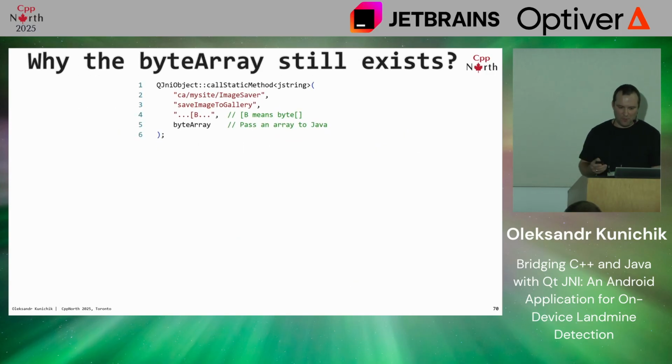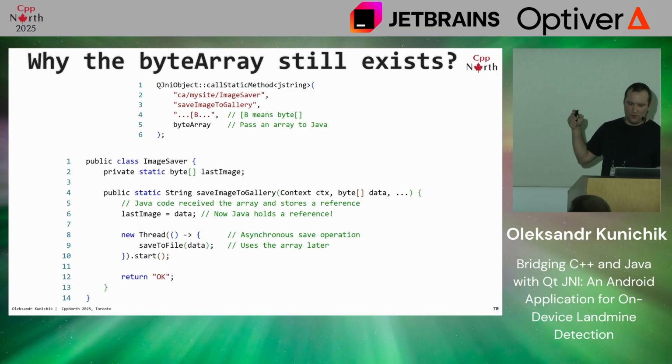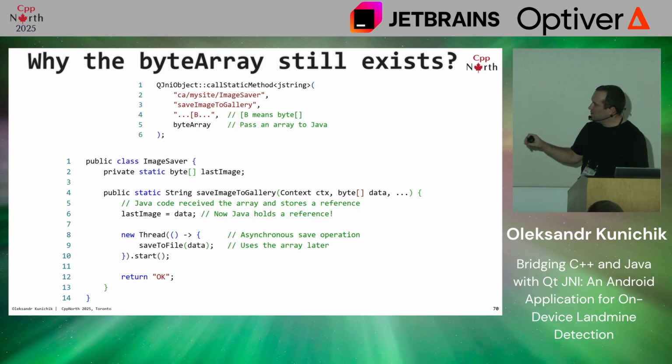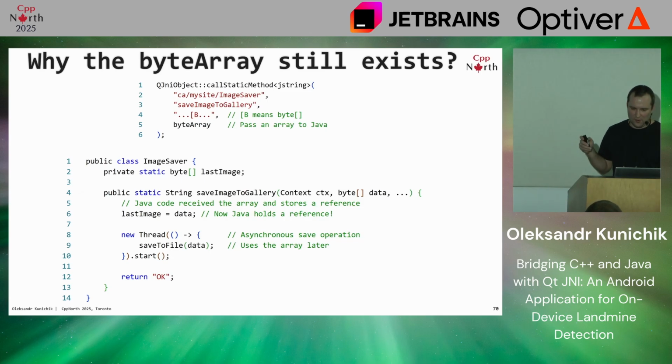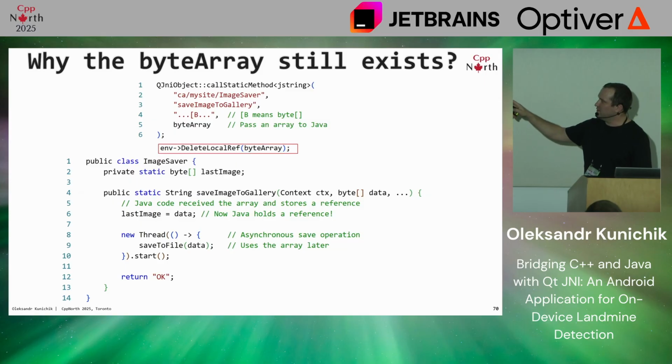All right, so step one. C++ creates a Java byte array in JNI and passes it to the Java method saveImageGallery. Step two. Java code stores it in a static field, lastImage, and calls DeleteLocalRef after this.